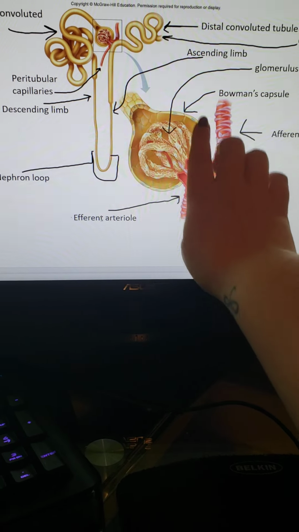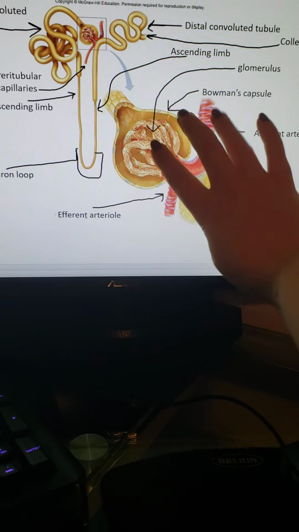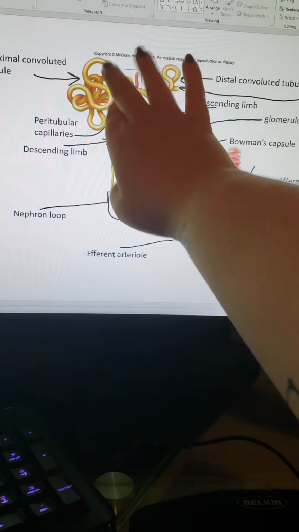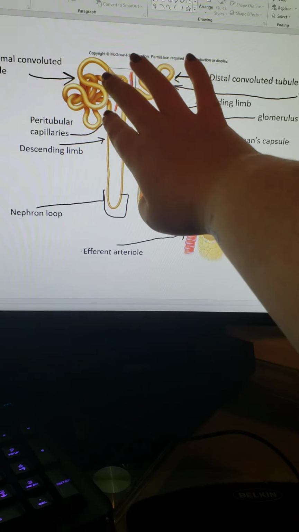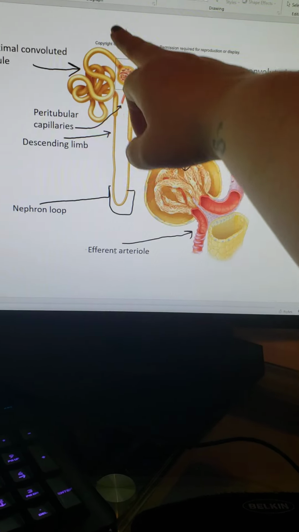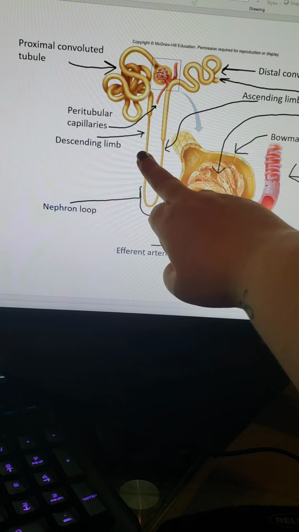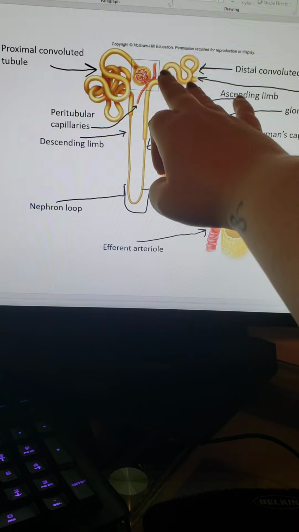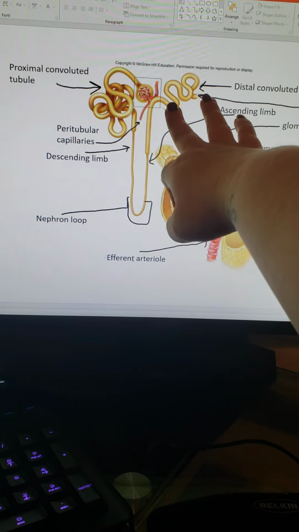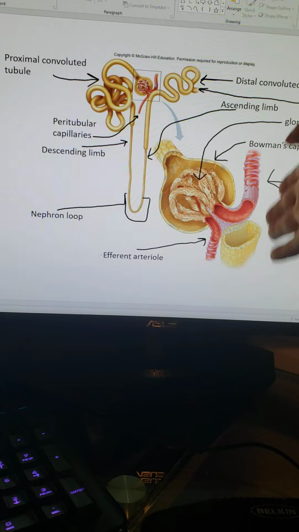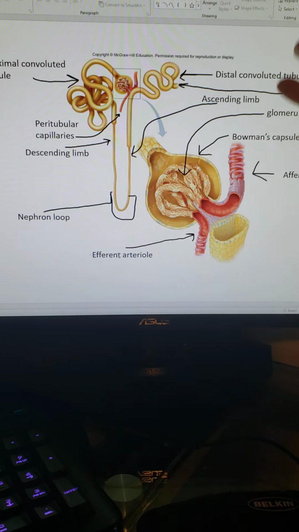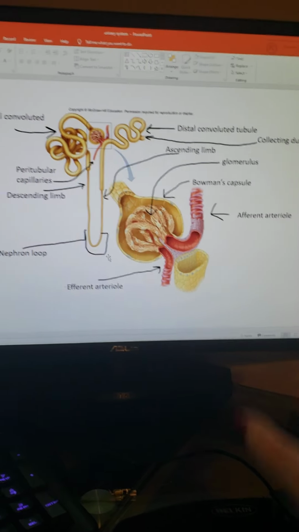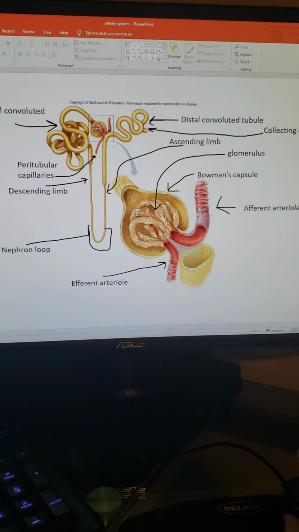The glomerulus is encapsulated in the Bowman's capsule, and then that moves down into the proximal tubule, which is the biggest part of the nephron system, and it's the most convoluted. And then that goes down into the descending limb of the nephron loop, which is right here. Comes up to the ascending limb, which moves into the distal tubule, and then it moves into what is known as the collecting duct, and that's where all of our urine is going to be stored. So with that, that is the general structure of the nephron.